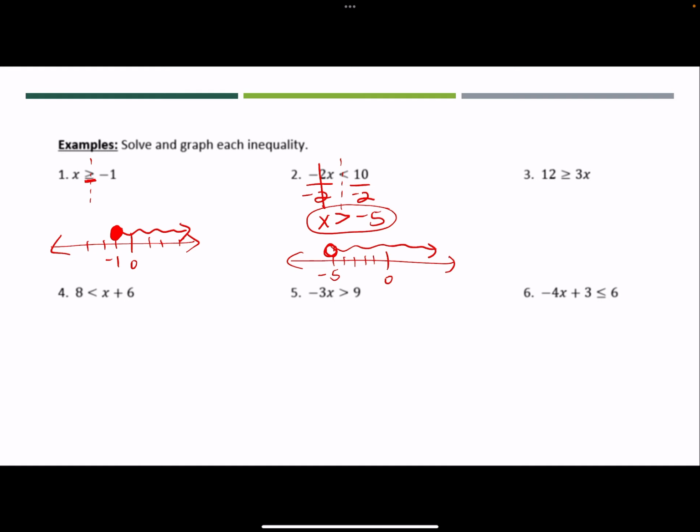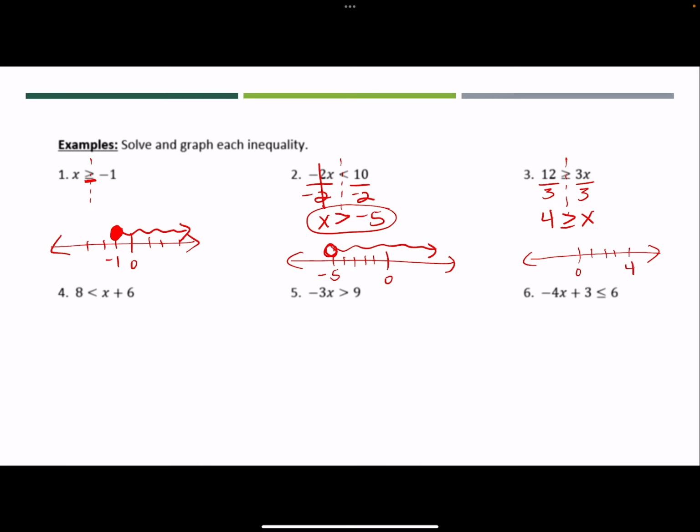Let's try number 3. So here's the x. We have 3 times x, so we're going to divide both sides by 3. 12 divided by 3 is 4. I divided, but I didn't divide by a negative number, so I do not flip the inequality. So I have x by itself. I put 0, 1, 2, 3, 4.